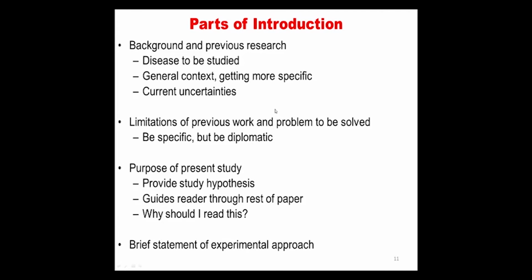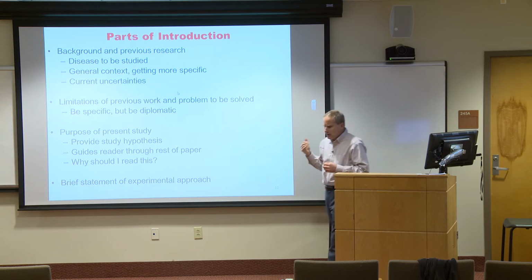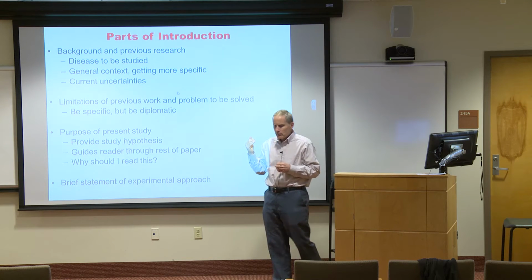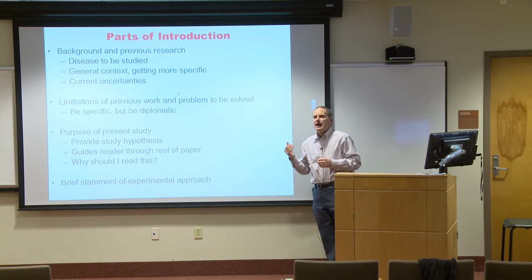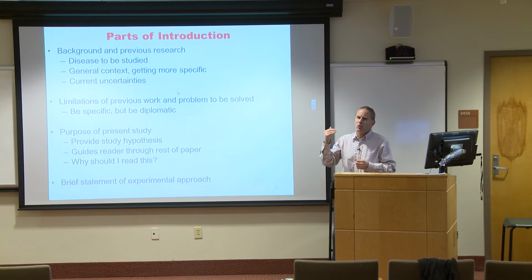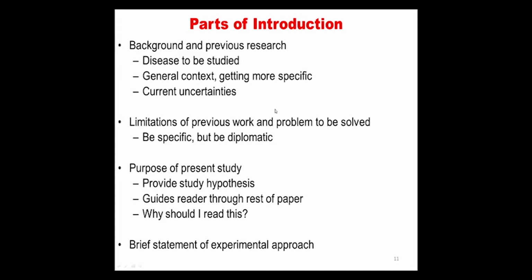Okay, now, for the introduction. The introduction is going to have your background and the previous research. So what disease are you studying? What's the general context? You want to start off with a general context and then get more and more specific. For example, chronic kidney disease is a major problem. And now you get into which kidney disease you're talking about, which treatment you're looking at. What are the current uncertainties in the field? In other words, what don't we know about chronic kidney disease? What are the limitations of the previous work, and what problem are you trying to solve?